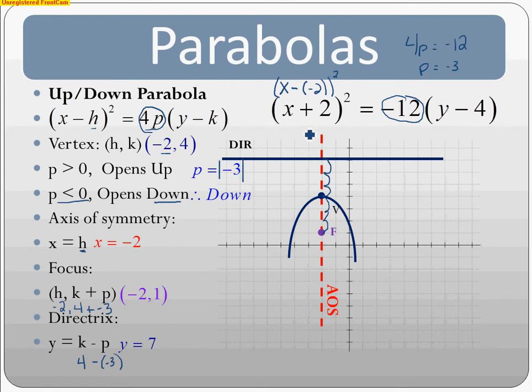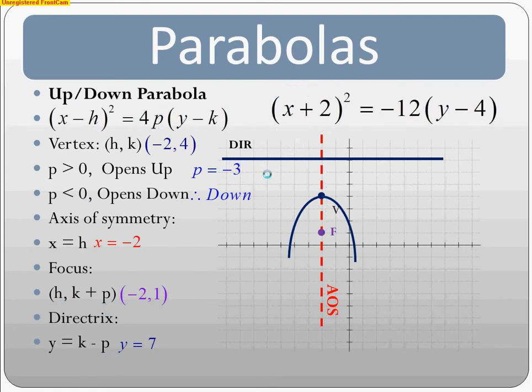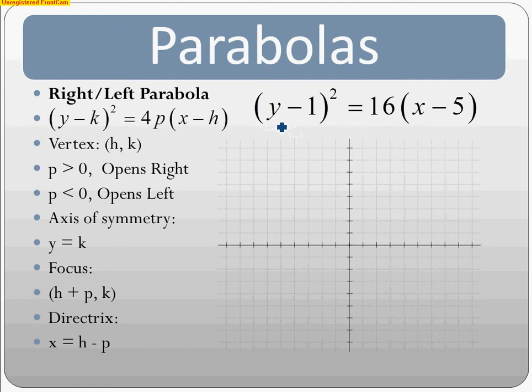So now, what's the difference if it's up or down versus left or right? Well, if we look at the next example, y is being squared. So when y is the first variable, we know this is going to be a left or right. Now, the one thing we have to remember is that x will still go with h and y will still go with k. So you can't mix them up. So our vertex, h and k, there's our h, there's our k, so we're going to have 5, 1 as our vertex.